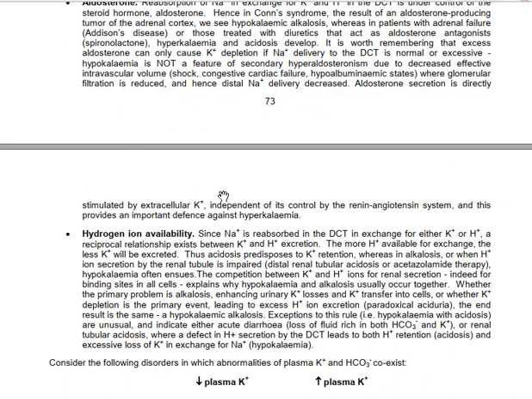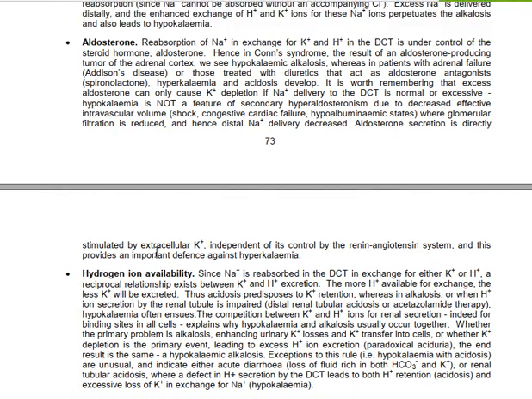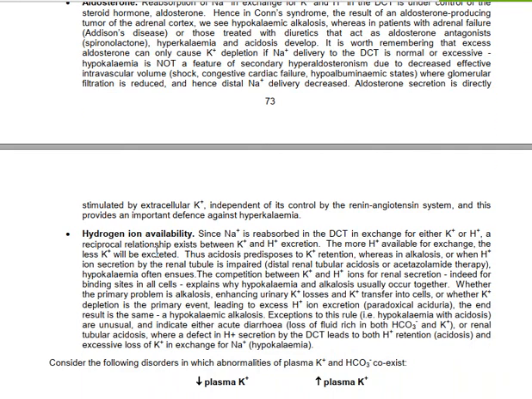Now you need to know that since sodium ion is reabsorbed in the distal convoluted tubule in exchange with potassium ion and hydrogen ion, a reciprocal relationship will also exist between potassium ion and hydrogen ion excretion. The more hydrogen ion is available for exchange, the less potassium ion is going to be excreted. Is it clear? Normally, when sodium is present at the level of the distal convoluted tubules, potassium ion and hydrogen ion are usually released.